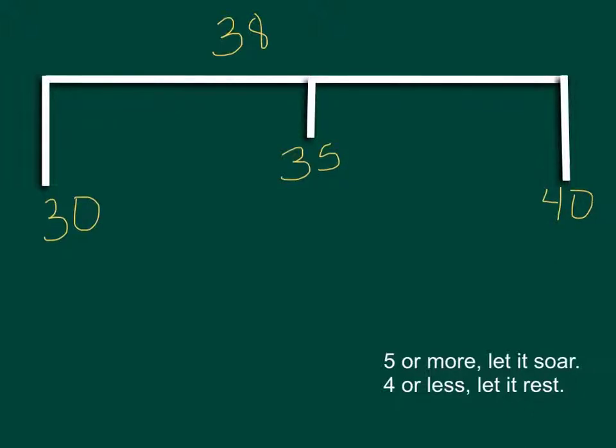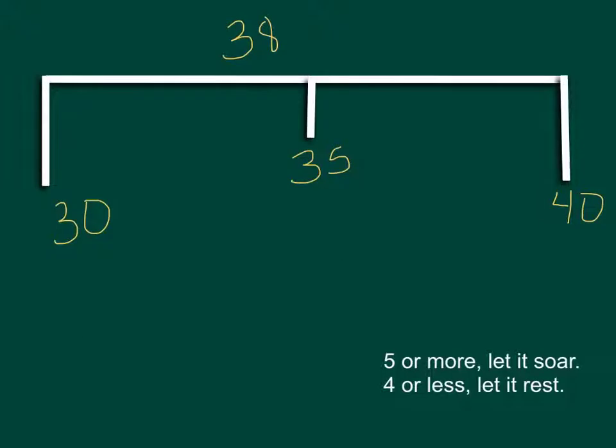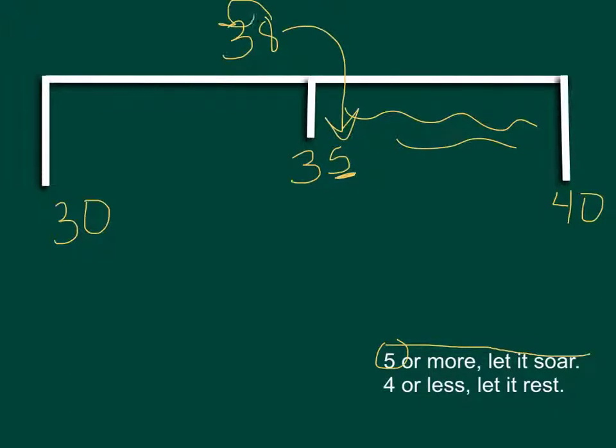Now, my question to you, where does 38 fall? Does it fall between 30 and 35 or between 35 and 40? If you said between 35 and 40, you are correct. So, since 38 falls in this area somewhere, we can apply our rhyme that says 5 or more, let it soar. And the 5 that is indicating is this one right here. Since this 8 is 5 or more, our 3 is going to soar. So 38 rounds up to 40.